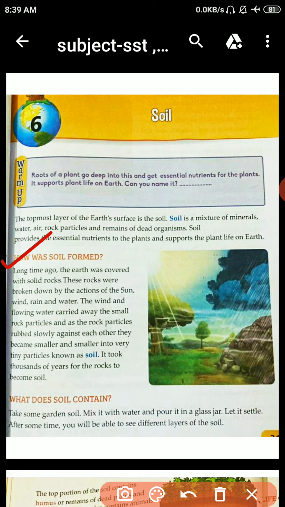Now, what does soil contain? Take some garden soil, mix it with water and pour it in a glass jar.